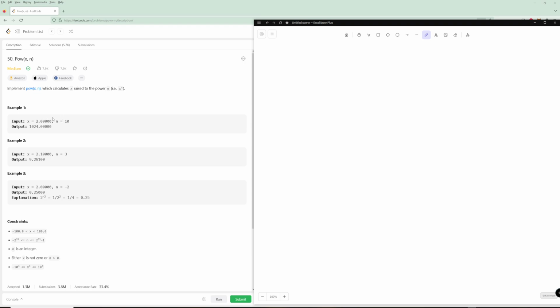So here, let's go through our examples. First we have 2 to the 10th, and that's going to be 1024. Then in our second example we have 2.1 to the third, which will be 9.261 according to this. Then finally we have 2 to the negative 2, which will be 1/4 or 0.25.